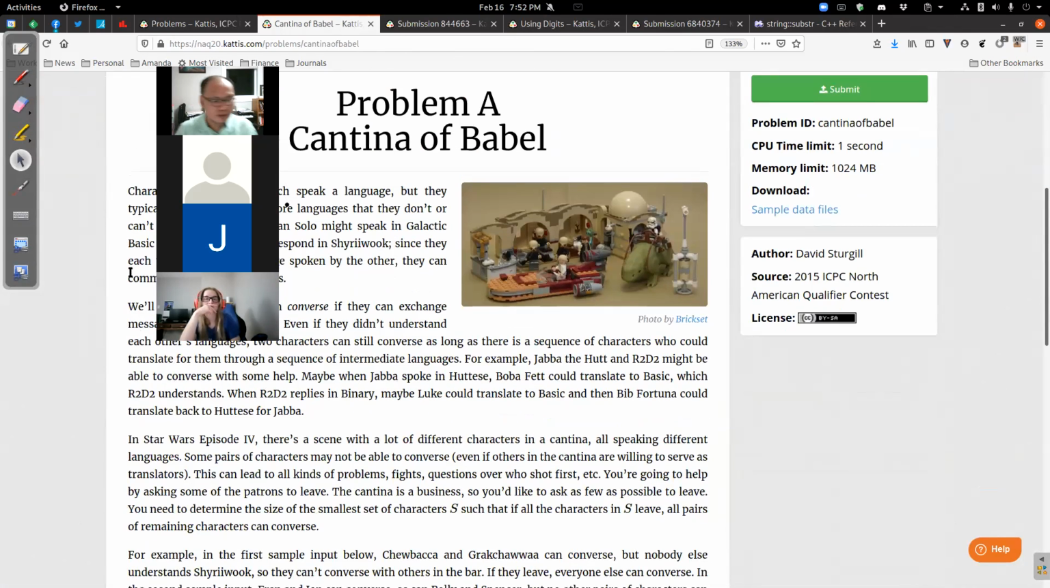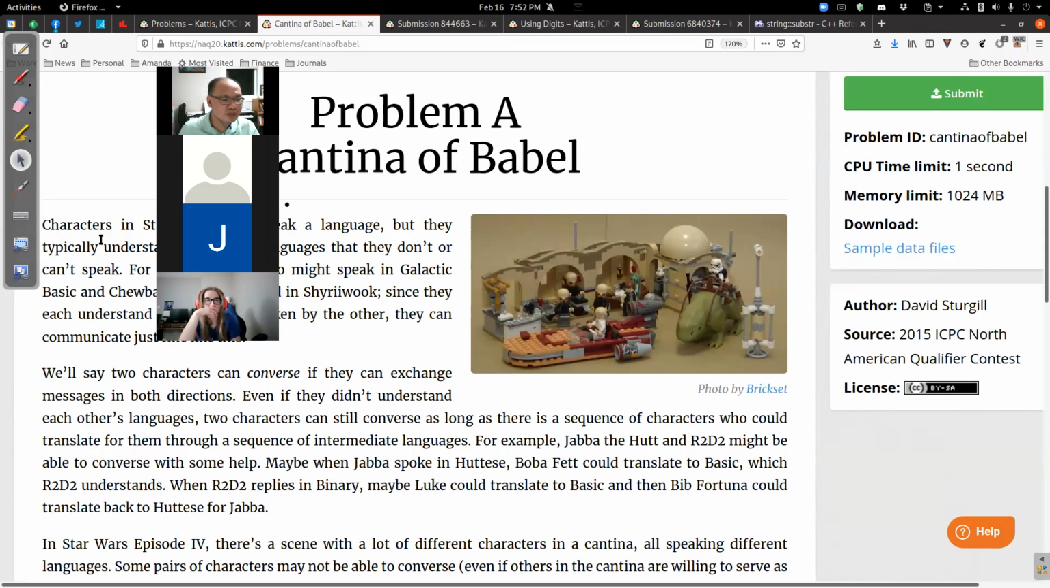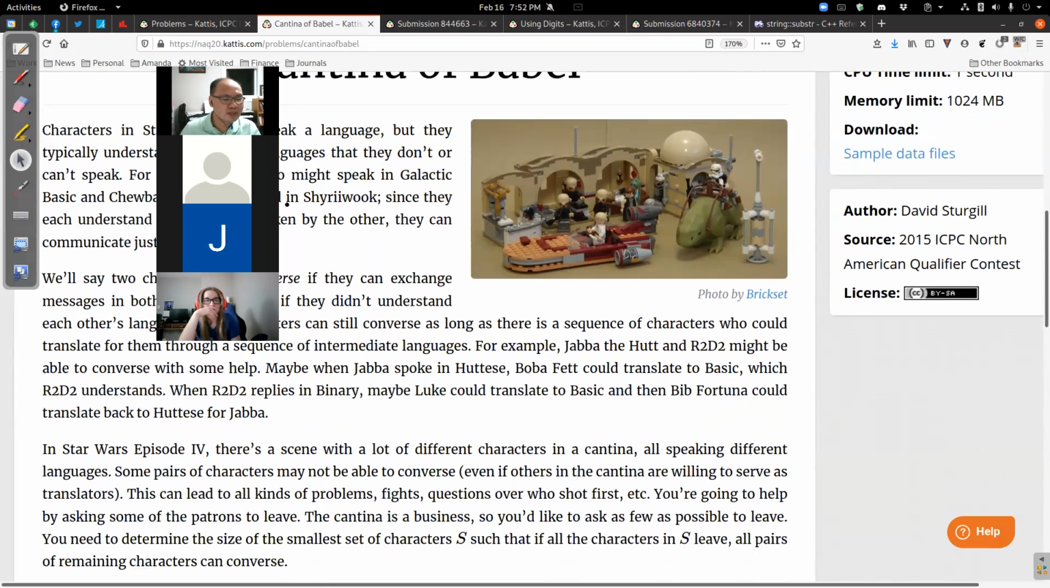Okay, so Cantina Babel. Characters in Star Wars each speak a language, but they typically understand a lot more languages that they don't or can't speak. So anyway, there's some example. Han Solo might speak in Galactic Basic, and Chewbacca might respond in Sriwivuk, if somebody knows how to pronounce that. Since they each understand the language spoken by the other, they can communicate just fine like this. Okay, so the language that they speak may not be a language they understand. It's a little bit weird. I guess they can understand some language that they can't speak, and I'm not absolutely sure if they definitely understand the language that they speak themselves.